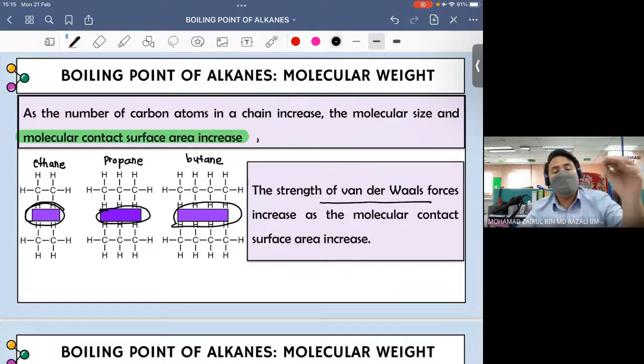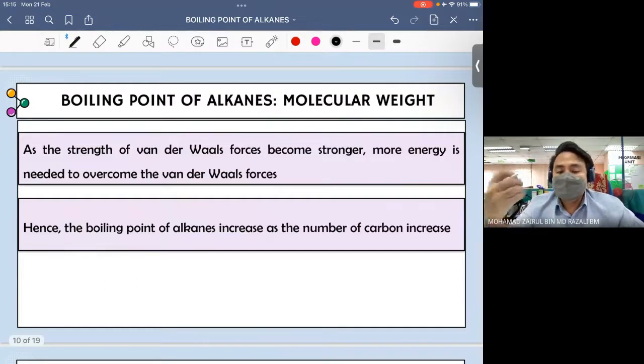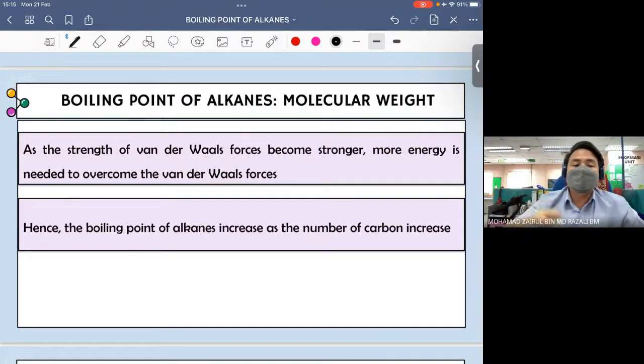It means the more points the molecules touch each other, the stronger the van der Waals forces. The stronger the van der Waals forces, the more energy is needed to overcome them. So you need more energy to convert it from liquid to gas, to boil it. So that is the reason why the boiling point of alkane tends to increase as the number of carbon increases.